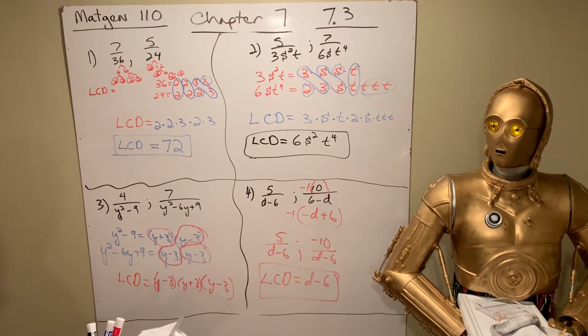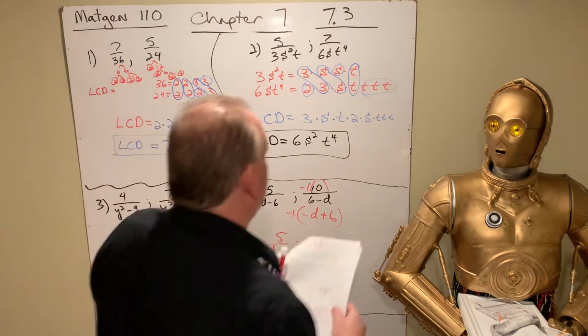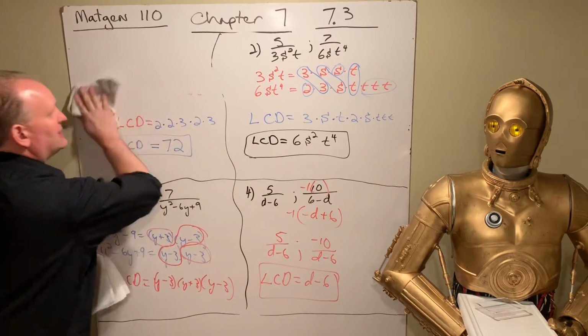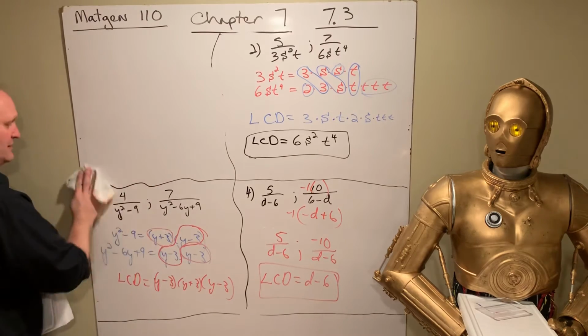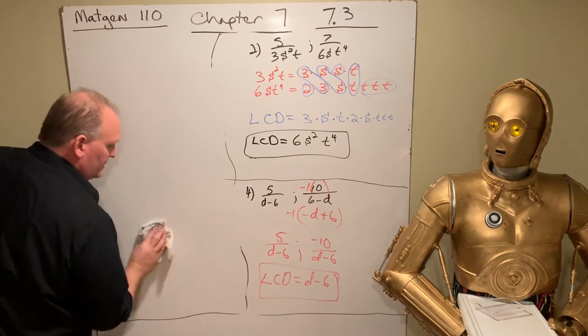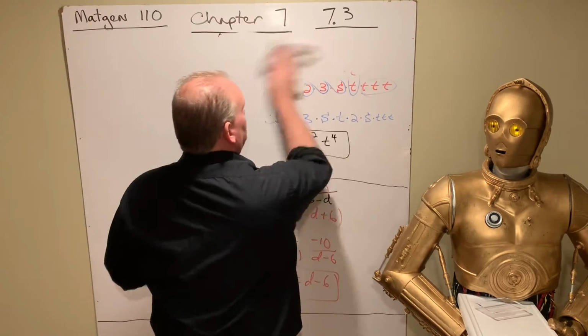So then for 5 and 6, to finish off 7.3 notes, they want you to not only determine the LCD, but then multiply the two things to basically find the LCD.